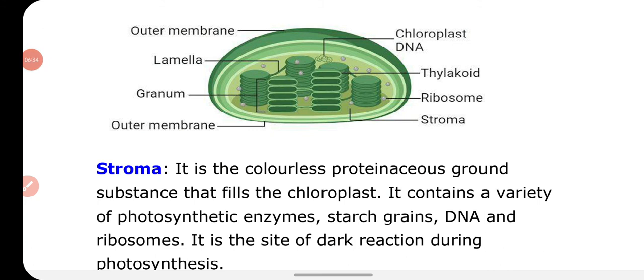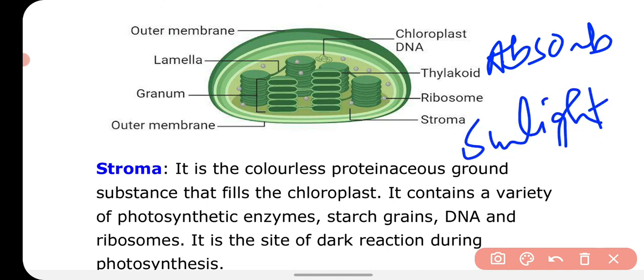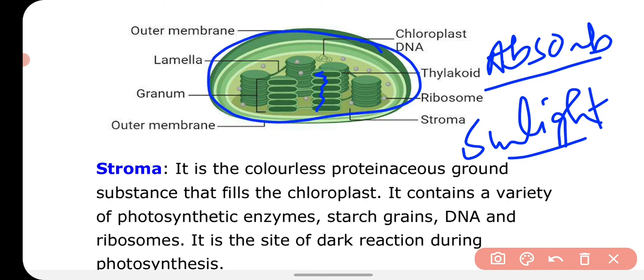Because the chloroplast contains the chlorophyll in the thylakoid, and as you know, the chlorophyll has the work to absorb and capture sunlight. So the chlorophyll absorbs the sunlight for the occurrence of photosynthesis, and because the chlorophyll is found in the thylakoid in the chloroplast, that's why photosynthesis takes place inside the chloroplast and the food is formed. And that's why the chloroplast is called the kitchen of the cell, because photosynthesis takes place inside the chloroplast with the help of chlorophyll.